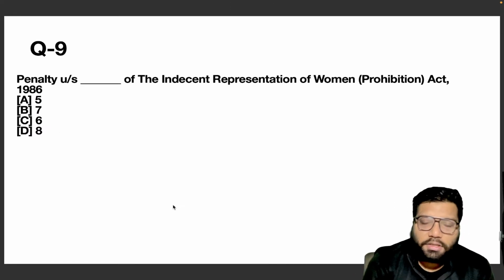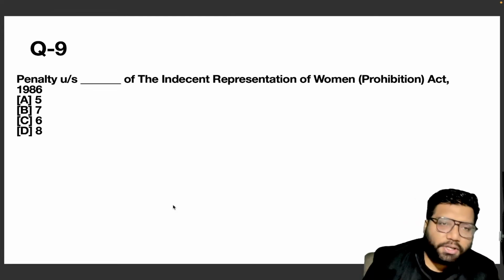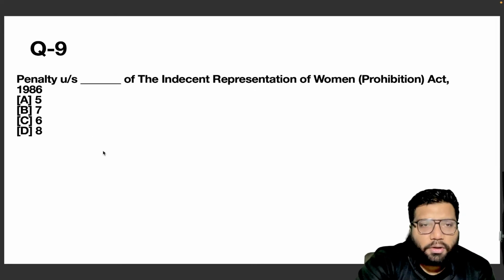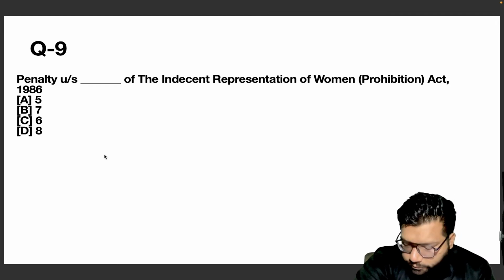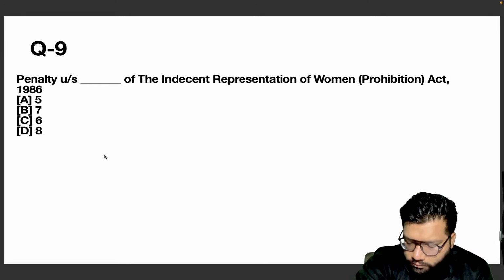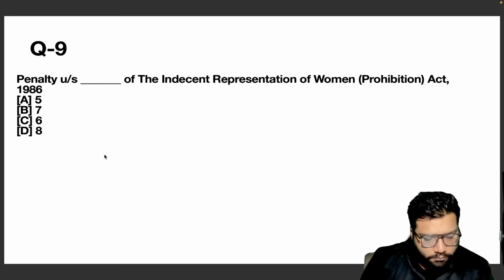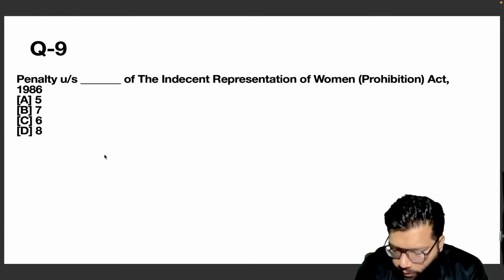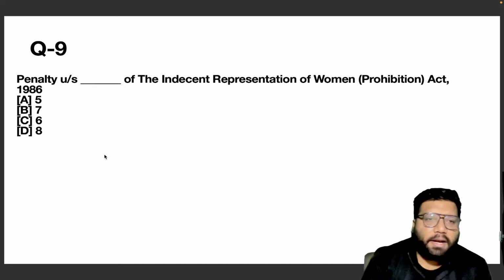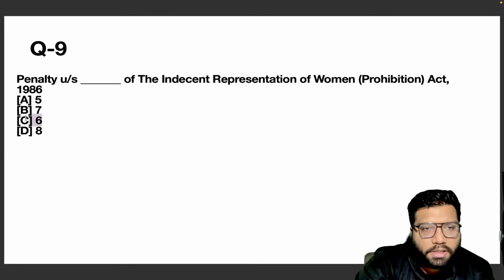Section numbers of the special laws are equally important. So penalty under section dash of the Indecent Representation of Women Prohibition Act. So which section are we talking about? Vandana, Pratyush, Aprajita, and Siddharth, everyone's answer is correct. That is basically section number 6 we are talking about.